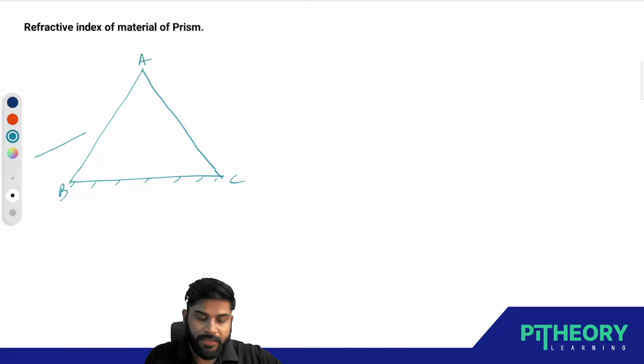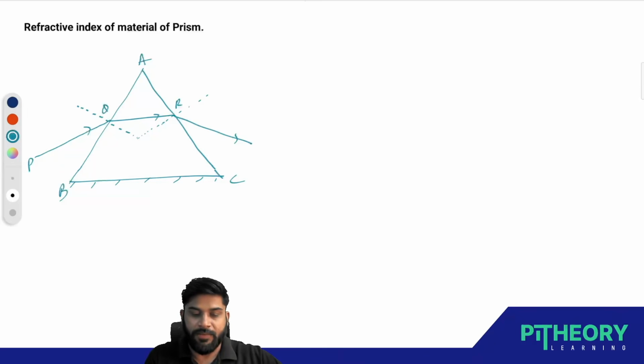A ray of light is incident here, let's say. Here I'm drawing the normal at that point, and this ray will pass through. Here also I'm drawing the normal. Let's say these two normals are meeting at this point, and this is the emergent ray. PQ is the incident ray, QR is the ray traveling inside, and RS is the emergent ray. The angle of incidence is I, we are marking.